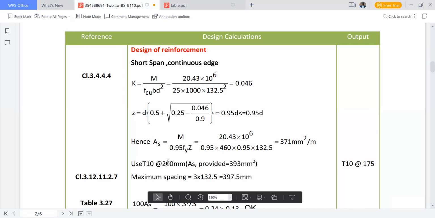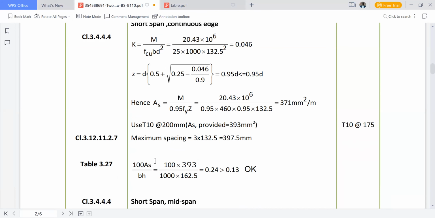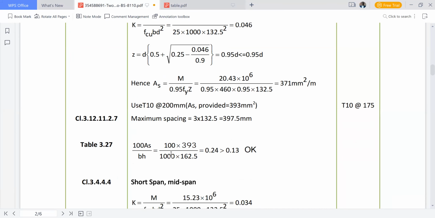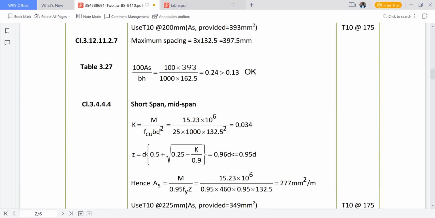And then maximum spacing we compute as 3 times effective depth, which will give us 397.5, and we provided 200, so it is okay. Now we check for the minimum area. Minimum area should be equivalent to 0.13% BH. So we can test. If we test it, we substitute, you find our percentage area is 0.24%, which is greater than the minimum 0.13%, so it is okay. When you go to short span, the same will apply.